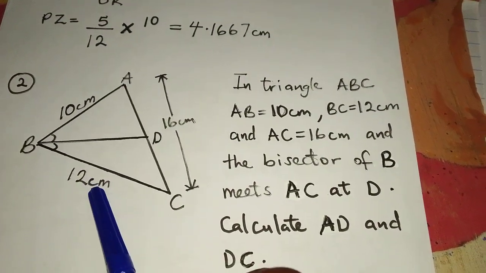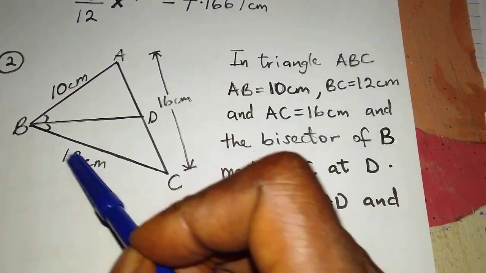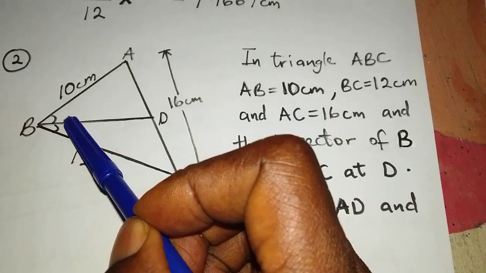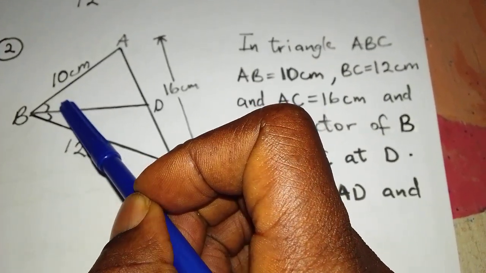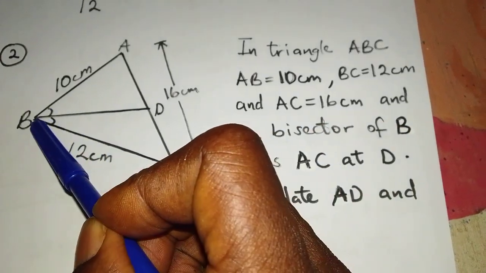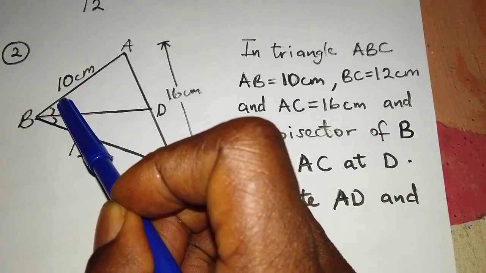Let's do another example. If this happens to be the question, you are told that this side is 10 centimeter, this is 12 centimeter. This is an indication that this angle here is equal to this angle. So it means that the line drawn here is a bisector of the angle.